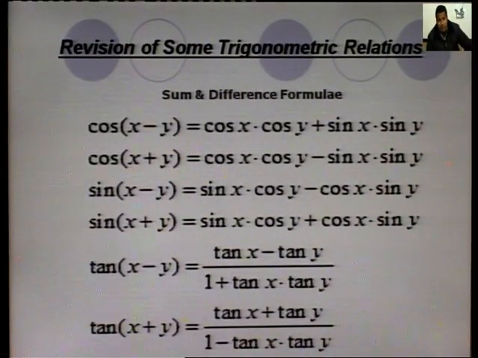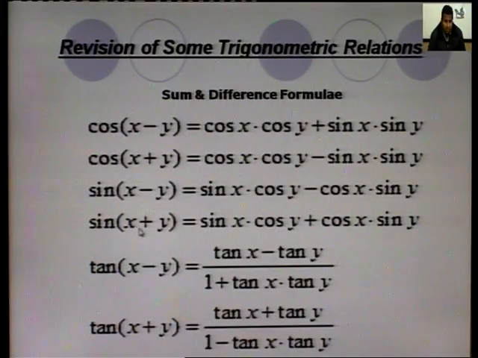Then again, sum and difference formulas. Sum and difference formulas you have already done. Cos x minus y is equal to cos x cos y plus sin x sin y. Cos x plus y is equal to cos x cos y minus sin x sin y. Sin x minus y is equal to sin x cos y minus cos x sin y. Similarly, sin x plus y is equal to sin x cos y plus cos x sin y. Tan x minus y is equal to tan x minus tan y over 1 plus tan x into tan y. Tan x plus y is equal to tan x plus tan y over 1 minus tan x tan y.